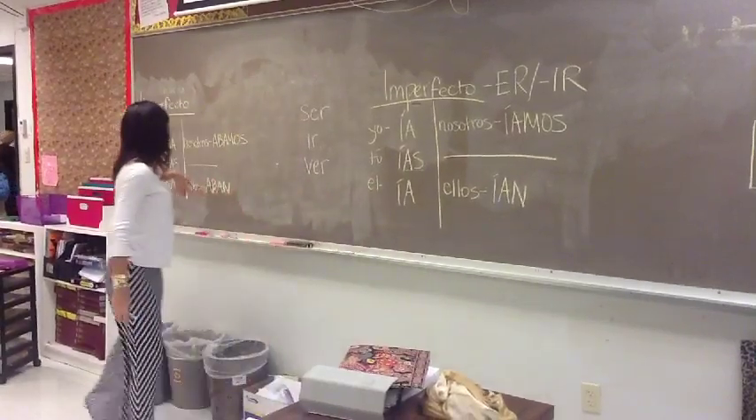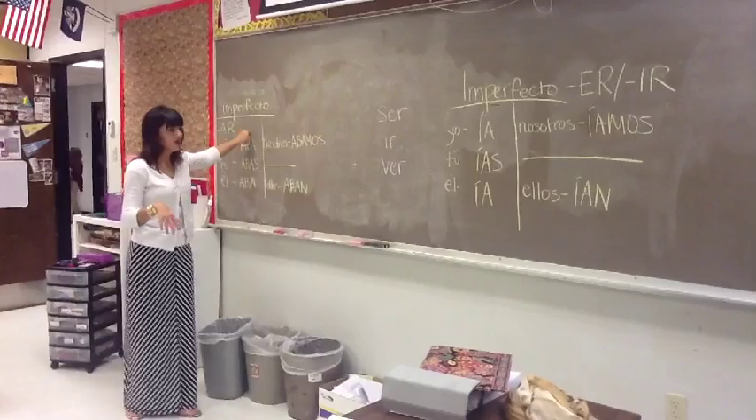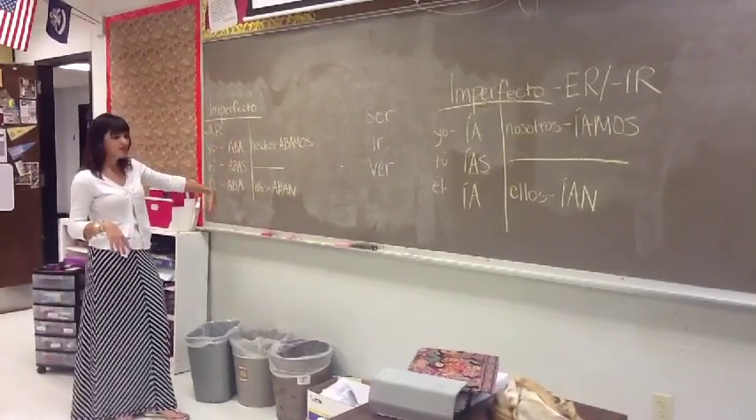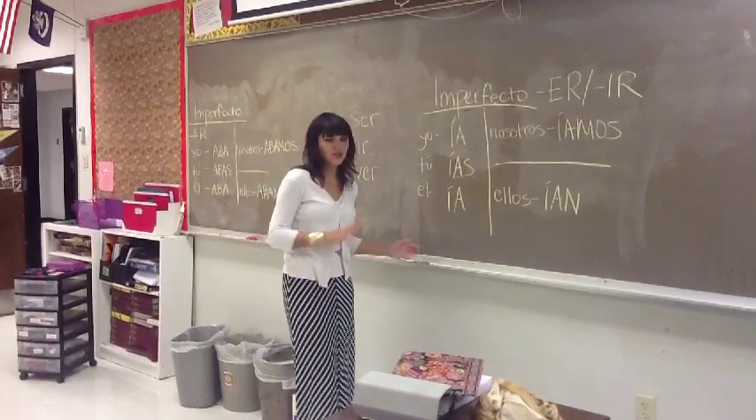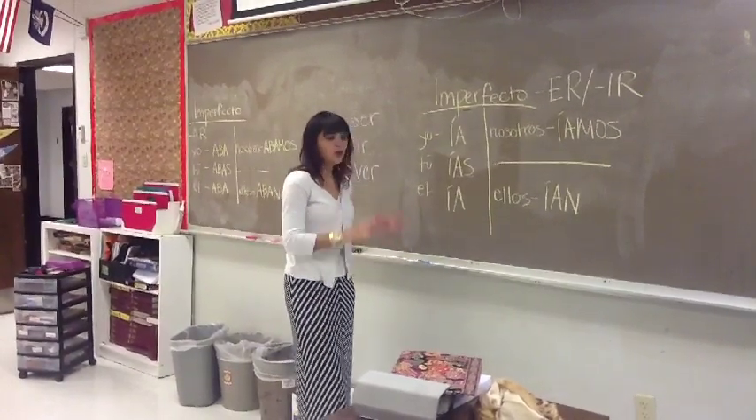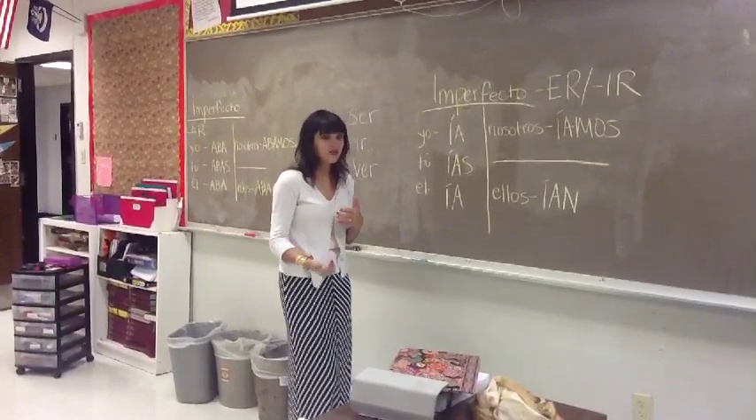And just to review, any verb that ends in AR, any verb, there are no irregulars when you're using the imperfect. You're going to take off the AR and add these appropriate endings. And like I said in the last video, we're going to talk about this more later, but the imperfect is used to talk about things in the past that happen continuously or repeatedly.